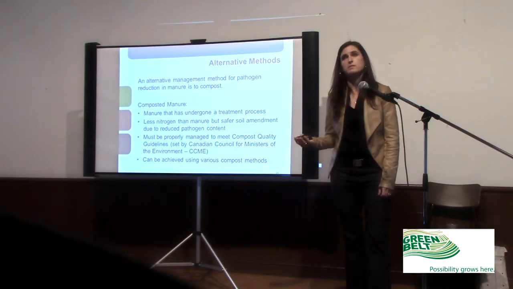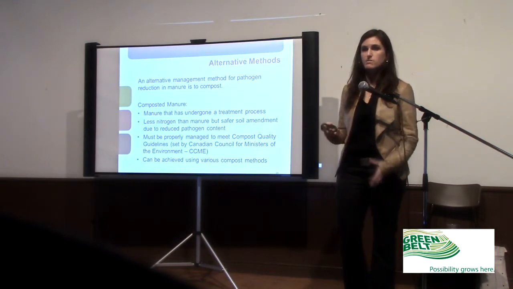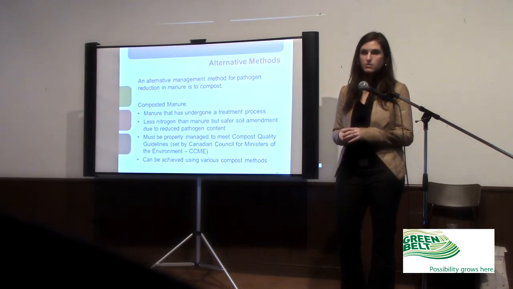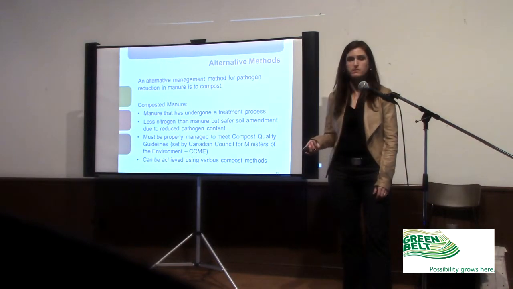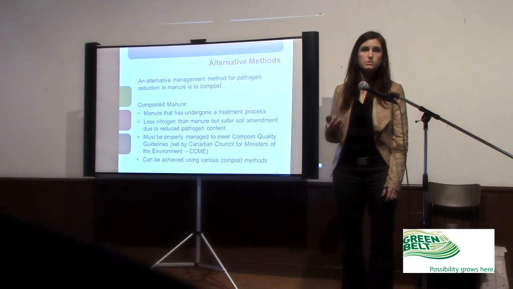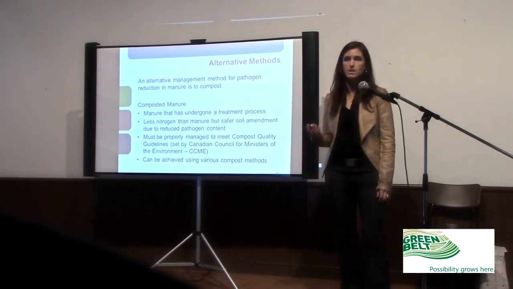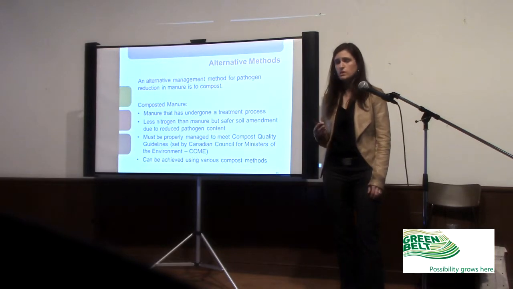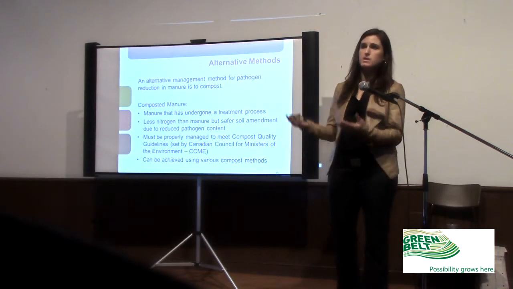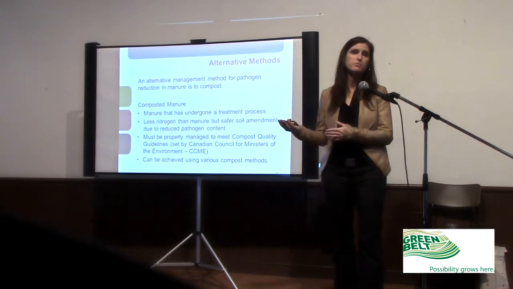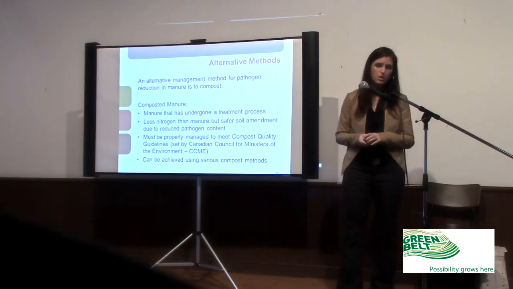Because manure is at risk, because you have that raw product, there are alternative methods, and one of those methods is using composted manure. So that's manure that's gone through that treatment process. It sometimes will have less of the nutrients or nitrogen that you might need, but it's kind of a toss-up because it's a safer product than if you were to use raw manure.